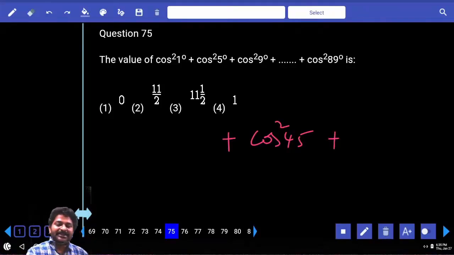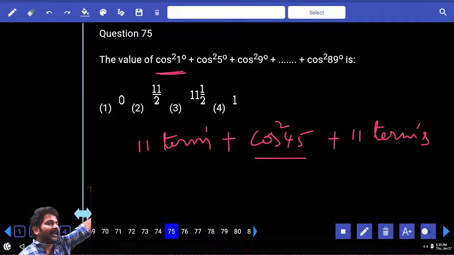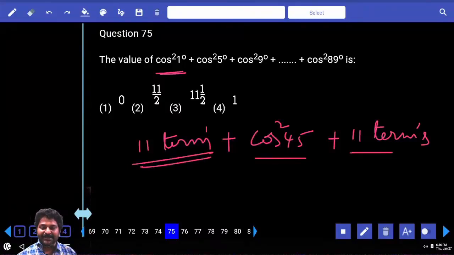Right. So what is the difference between cos square 1 and cos square 45? 44. And what is our difference between consecutive numbers? 4. That means 44 by 4. How many left hand side terms are there? So here left hand side we have 11 terms, and that means right hand side also we will have 11 terms only. Each left hand side term and right hand side term will give you 1. Like that, if you have 11 terms in left hand side and right hand side, that gives you 11.